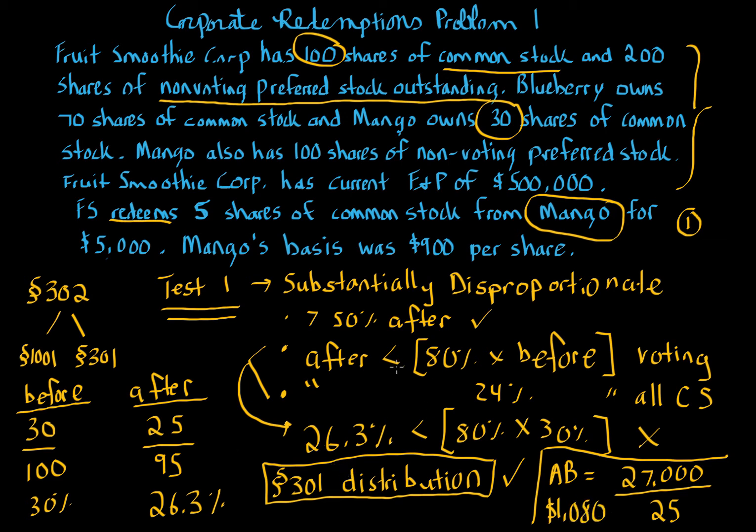So to go through, we fail all 4 tests. So it's a 301 distribution. It's going to be a dividend of $5,000 to Mango. And then we accumulate E&P of next year, where the $5,000 reduces the E&P for next year. So it'd be $500,000 minus $5,000, assuming there's no other transactions. So it'd be $495,000 E&P rolled over next year, assuming no other transactions. Okay? And the adjusted basis that Mango has in the remaining 25 shares, after the redemption, is going to be $1,080 per share. Okay, so that is variation number 1.